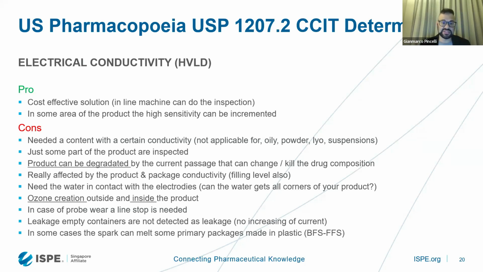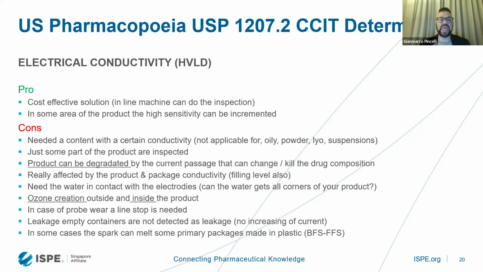So the lower part, for example, then you have to rotate the product, move the product, twist the product, then you can test the other part. So we have different heads in the inline machine, usually. So we have different electrode points, 3 or 4, in order to inspect the whole product. We can say that as a pro, in some areas of the product, the HVLD is really sensitive. So you can detect really small holes in a certain point, in a small area of the container.